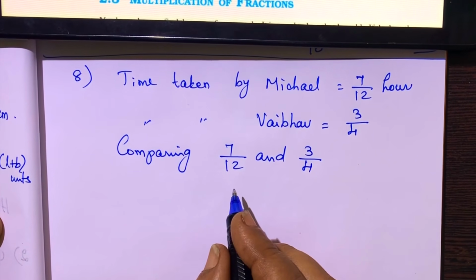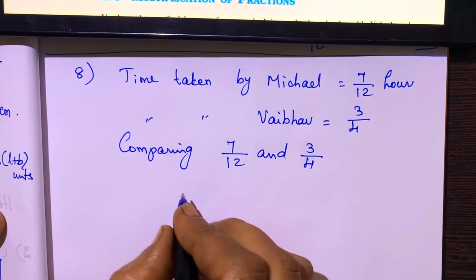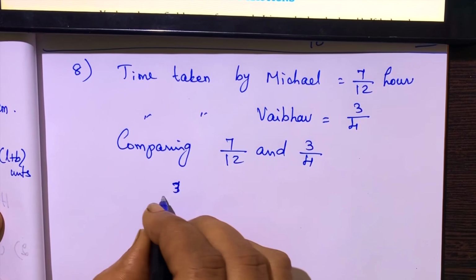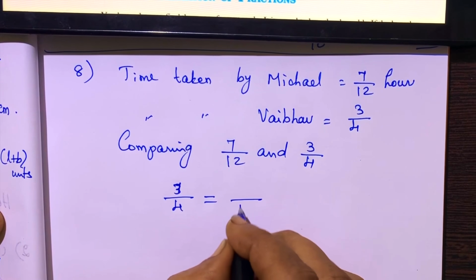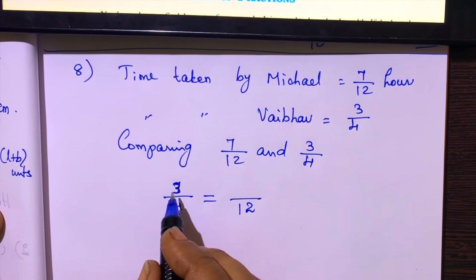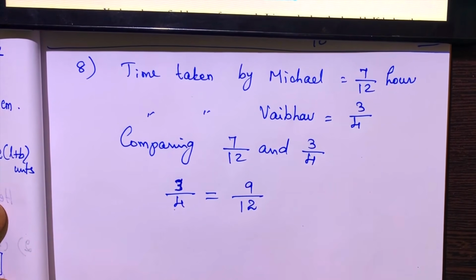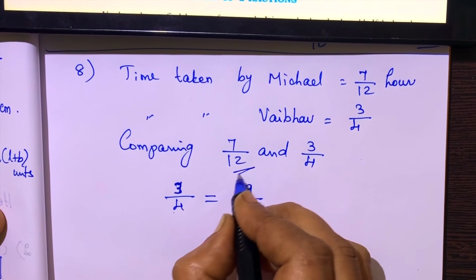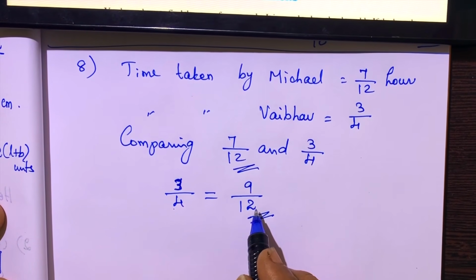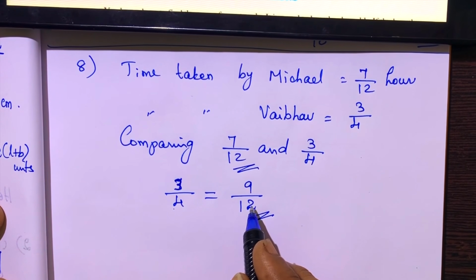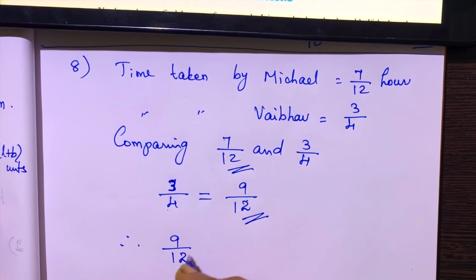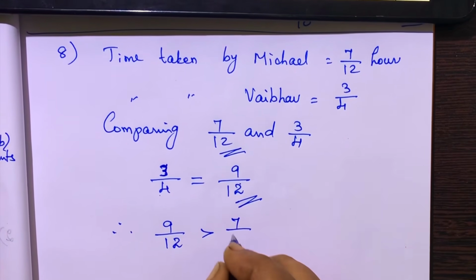So LCM I can take as 12 itself. So 7 by 12 you can write as it is. 3 by 4, when you make the denominator 12, 4 3s are 12, so 3 3s are 9. So now you can compare 7 by 12 and 9 by 12. When we compare 7 by 12 and 9 by 12, this is greater. So therefore 9 by 12 is greater than 7 by 12.